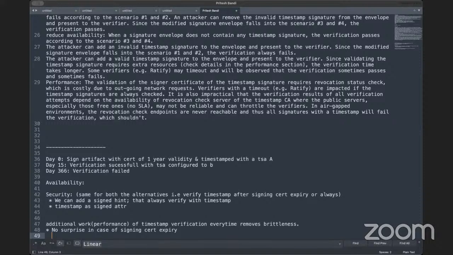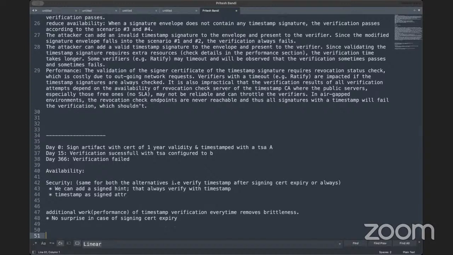And in addition, some services that have timeout restrictions on the verification would have a performance issue if we always check the timestamping, because revocation has more overhead during revocation check.